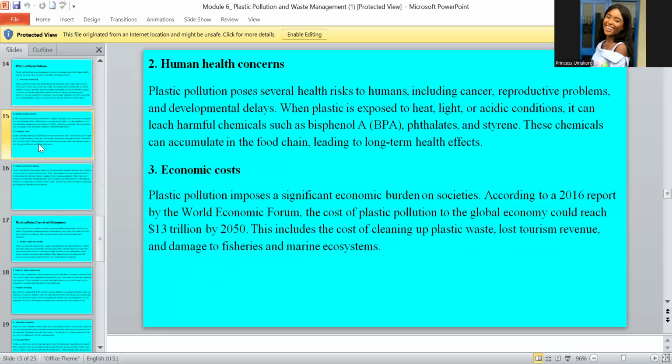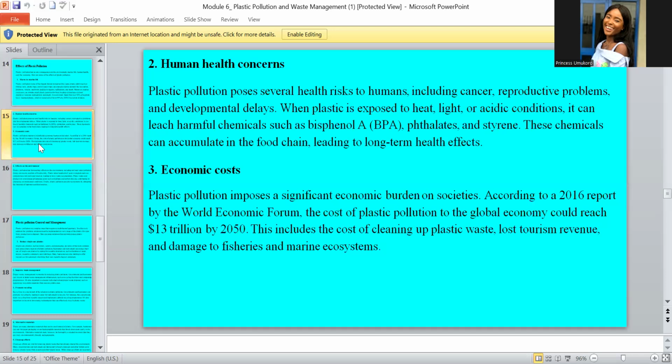There are also human health concerns. Plastic pollution poses several health risks to humans, including cancer, reproductive problems, and developmental delays. When plastic is exposed to heat, light, or acidic conditions, it can release harmful chemicals such as bisphenol. These chemicals can accumulate in the food chain, leading to long-term health effects.